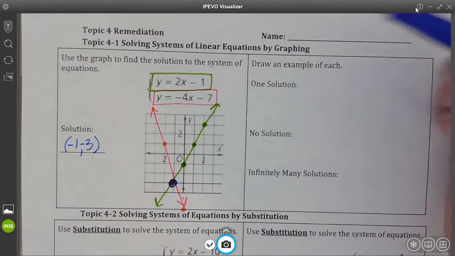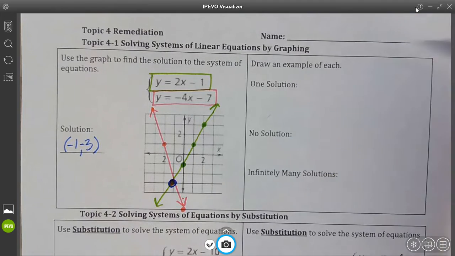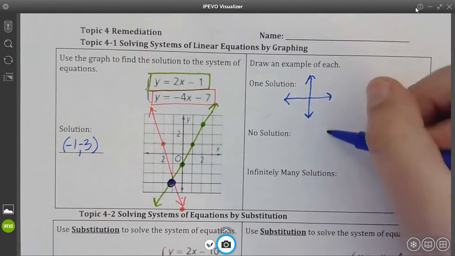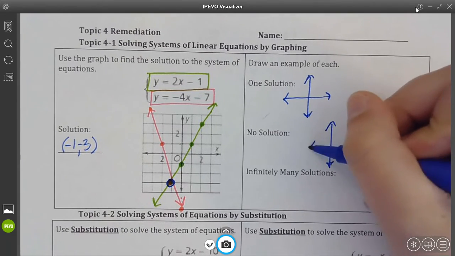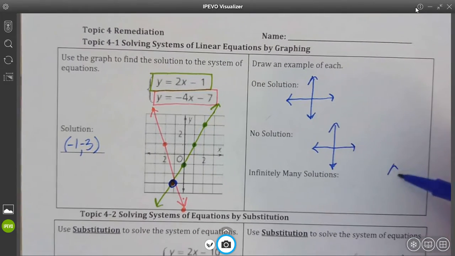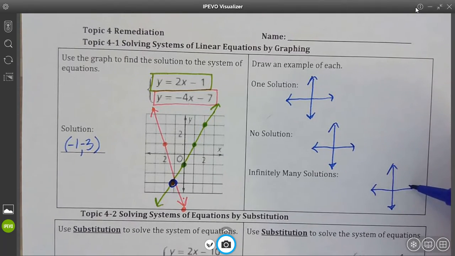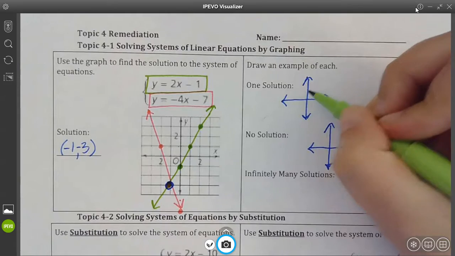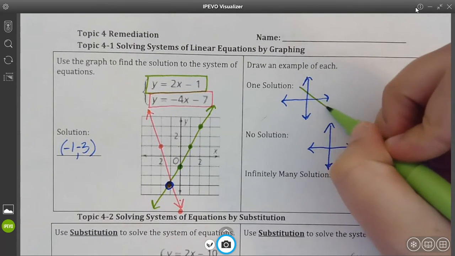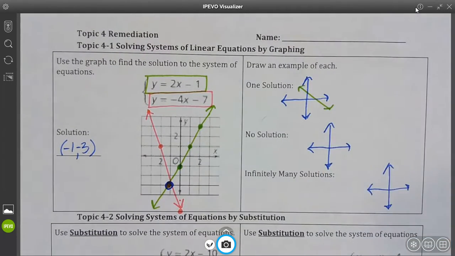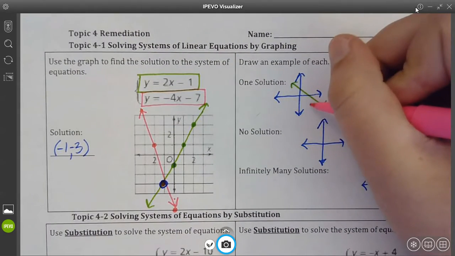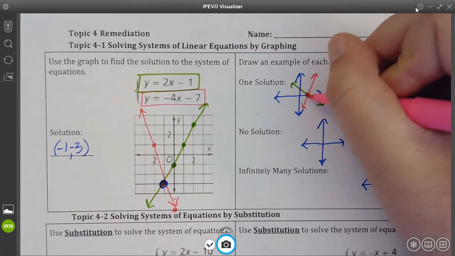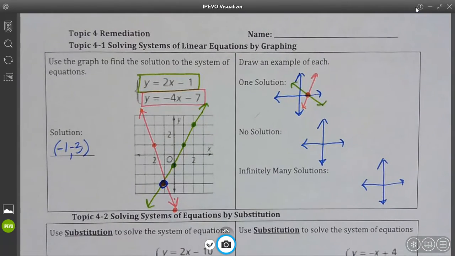Now, there are 3 different types of solutions that we can have for these problems, and we're going to sketch a picture of them here. So I'm going to draw an x and y axis for each of these solutions. The first and probably the most common type is when we have one specific solution. That means we're going to have 2 lines, and the solution is where they intersect. So that point where they intersect is the solution.